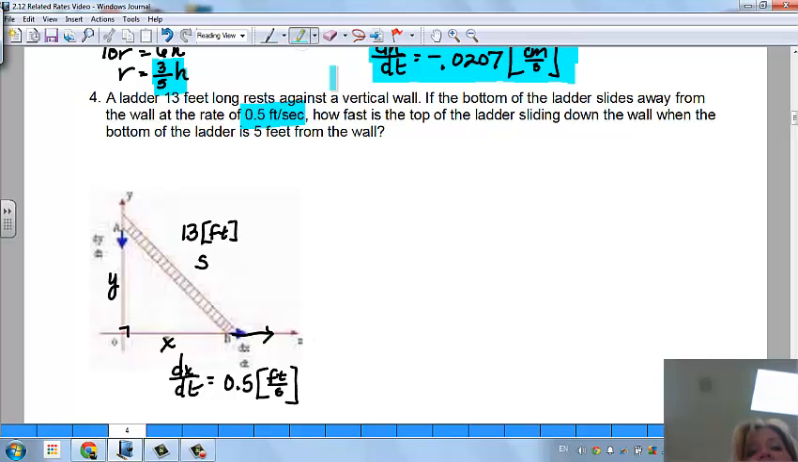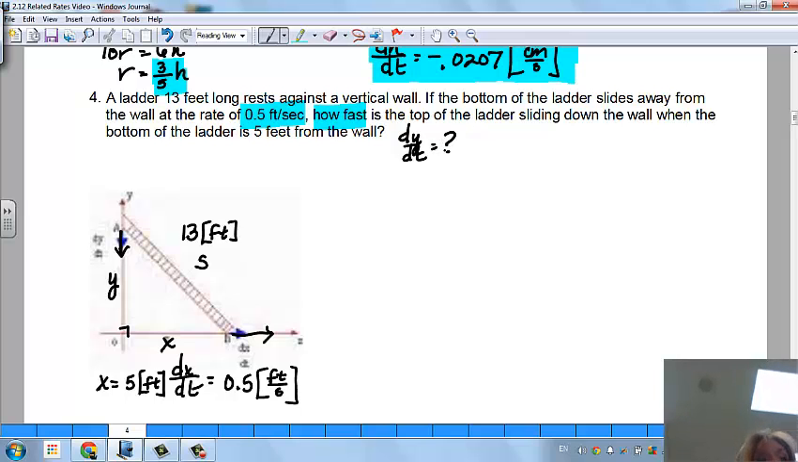Now they want to know how fast is the top of the ladder sliding down the wall when the bottom of the ladder is 5 feet from the wall. So they basically gave us x is 5 feet. So we've got everything kind of labeled here. They want to know how fast this is sliding down the wall, so they really want us to find dy/dt.